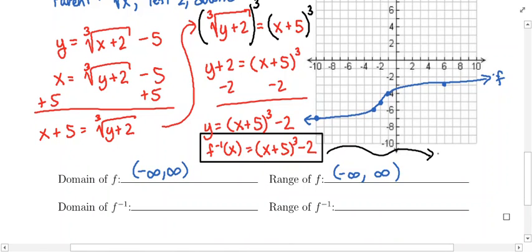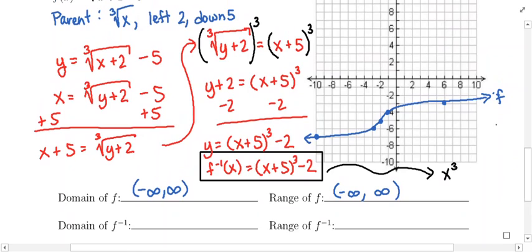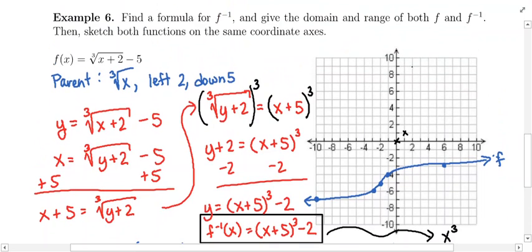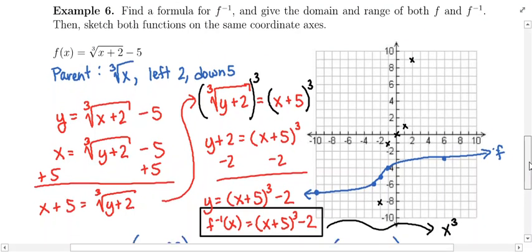Transformations are back. This is x cubed, that's the parent function. So I'm going to go ahead and put little x's for x cubed. X cubed goes through (0, 0), (1, 1), (2, 8), and (-1, -1), and (-2, -8). But now I need to do the transformations.